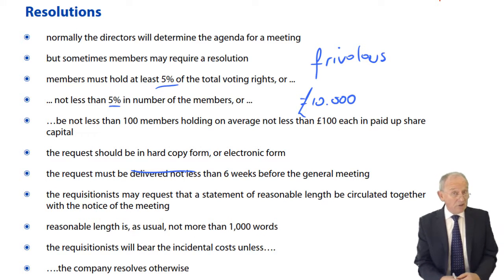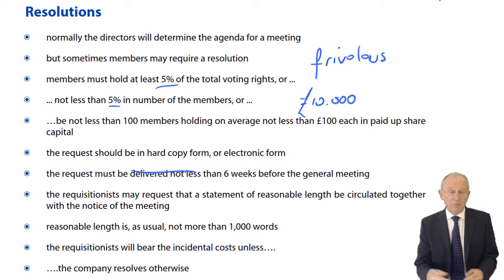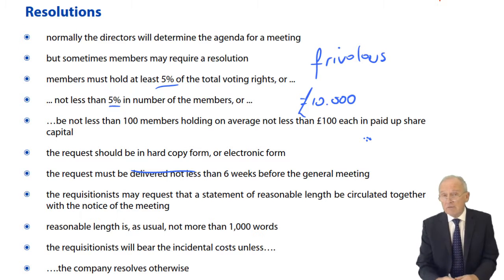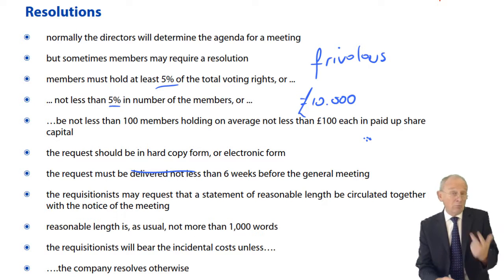If it's the directors proposing the removal of another director, that's not a problem. That's just giving the company notice. But this time it's members. Here we're looking at members asking for a resolution to be proposed. And in that situation, it's 5% of votes, 5% by number, or 100 members, £100.